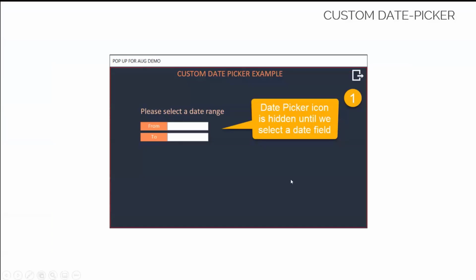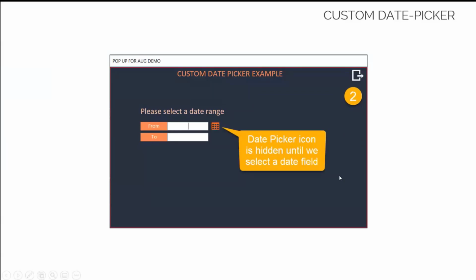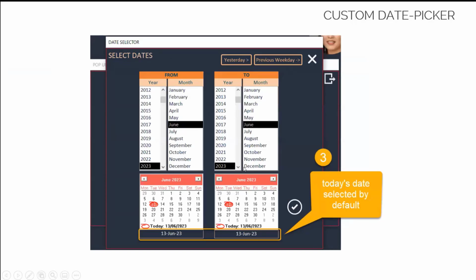So what we have is text fields where the dates would be entered, but we don't type them in. There's going to be a date picker icon that will show when either of these text fields is selected. So here we've got the cursor in the from date, and then the date picker icon appears. When it appears, it's going to show today's date, so it's going to show a from-to range based on just the current date.